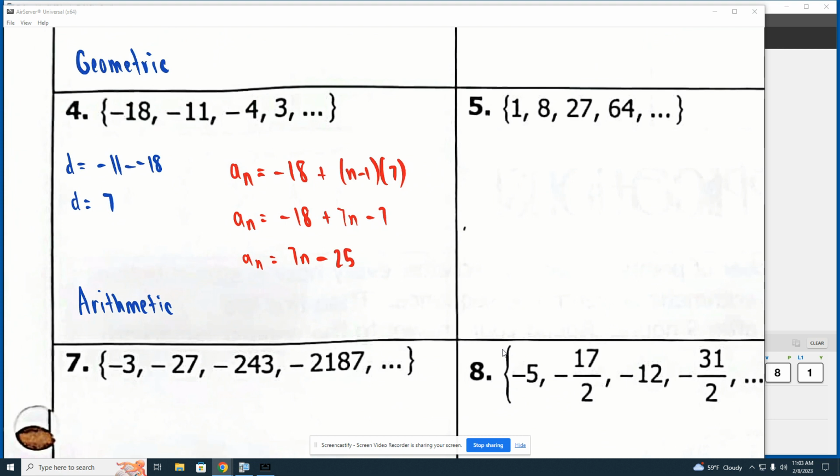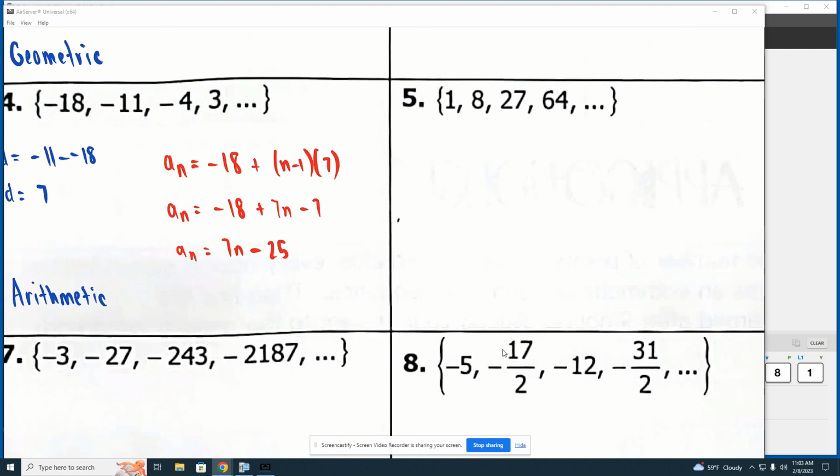Does it look arithmetic? No. Does it look geometric? You might even think, well, maybe. Right? So you might check to see if it has a common ratio. So you take 8 divided by 1, that's 8. Does this thing keep multiplying by 8? No. So, neither.